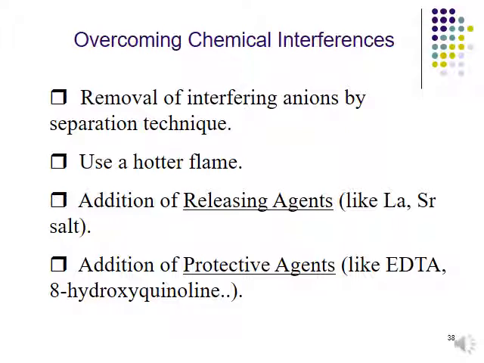Next is to use a hotter flame. When you have a hotter flame, you have a higher temperature, so this also can overcome the chemical interference. Next is the addition of releasing agents like lanthanum or strontium salt. So this is what we call releasing agents.